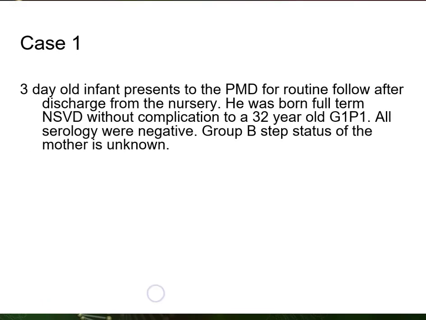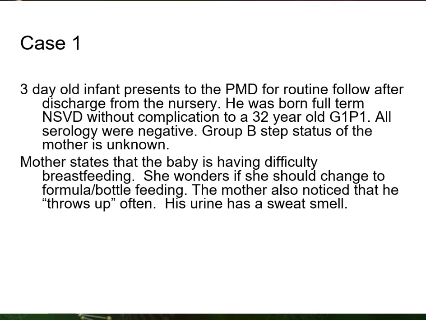Next, we're going to go to some cases as examples. So in case 1, a 3-day-old, and this is important how old the patient is, presents to the primary MD for routine follow-up after discharge from the nursery. He was born full-term, normal spontaneous vaginal delivery without complications to a 32-year-old G1P1, so this was her first child. All serologies were negative. The group B status of the mother is unknown. The mother states the baby's having difficulty breastfeeding, and she wonders if she should change to a bottle.